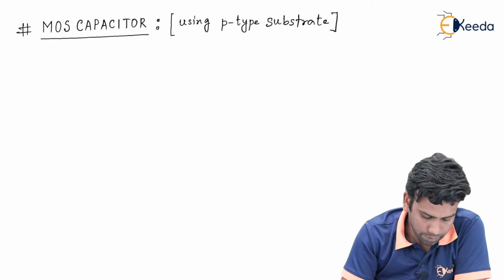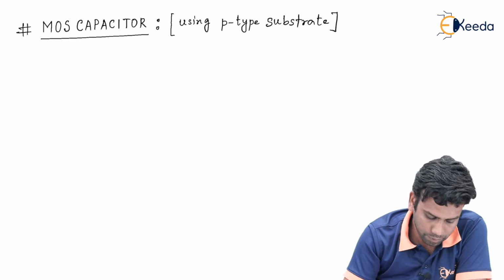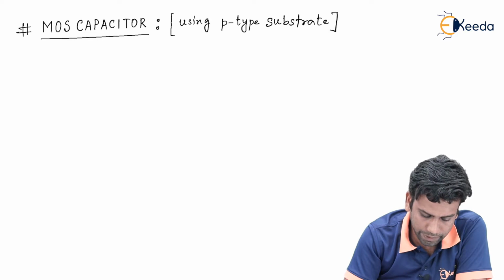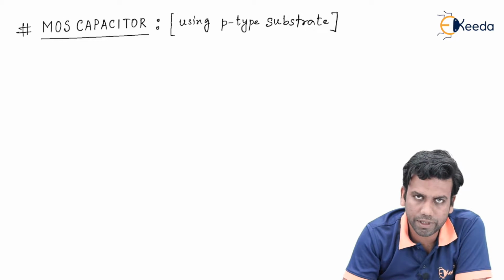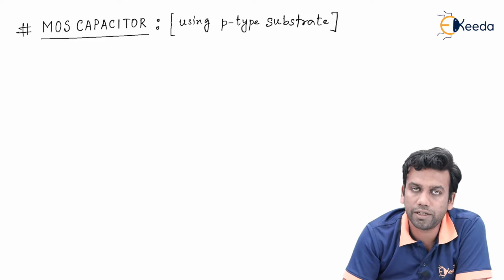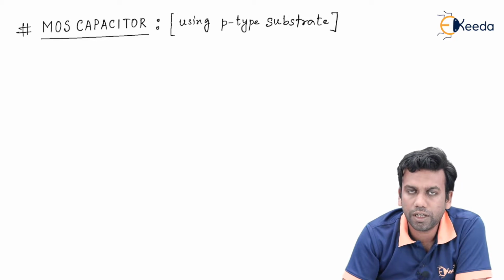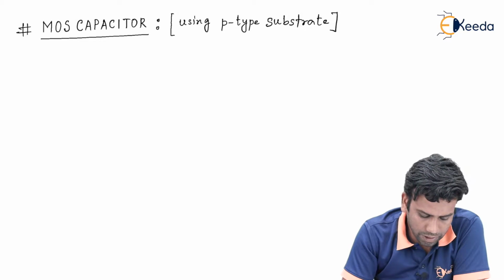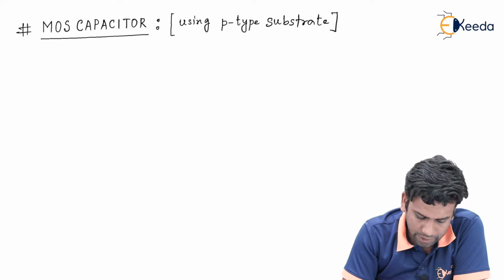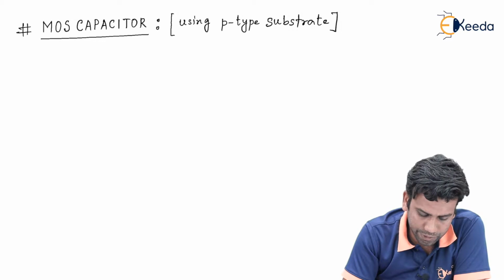So for that MOS capacitor, we know that the MOS capacitor is the heart of the MOSFET, and these MOS capacitors are generally of two types. If the MOS capacitor is fabricated using P-type material or P-type substrate, then it is called a MOS capacitor using P-type substrate. This MOS capacitor can also be fabricated using N-type substrate, and then it is called an N-type substrate MOS capacitor. So now we are going to investigate the P-type substrate MOS capacitor.